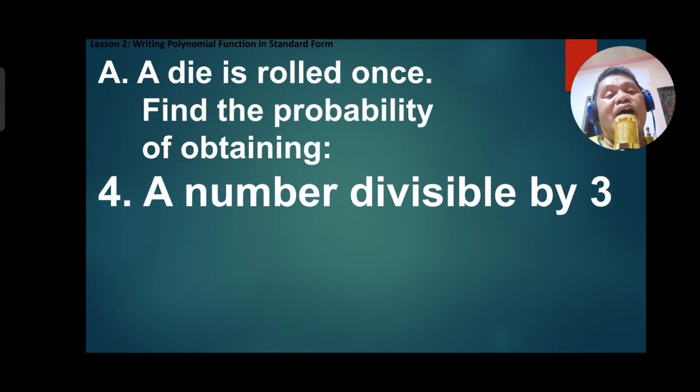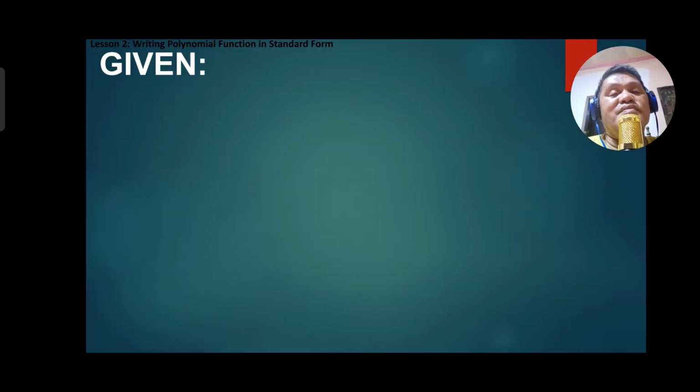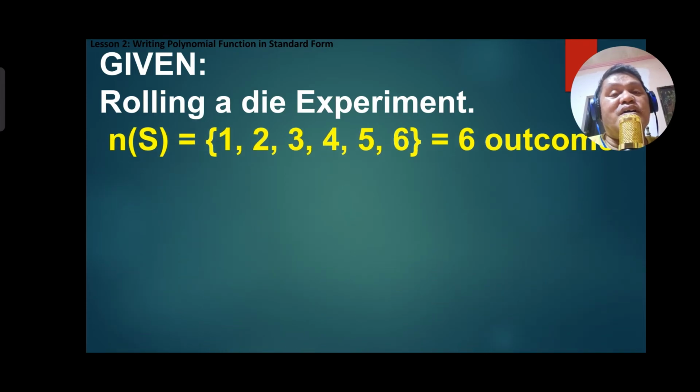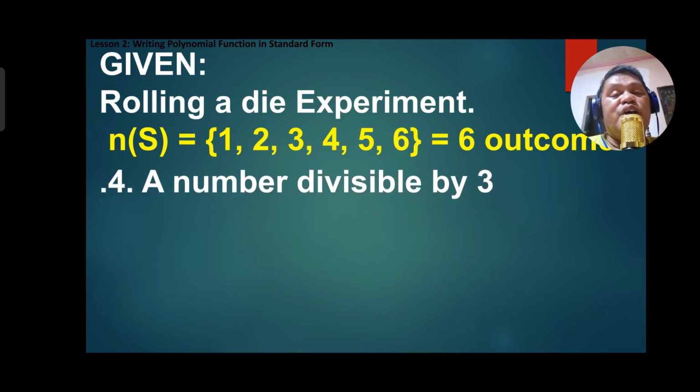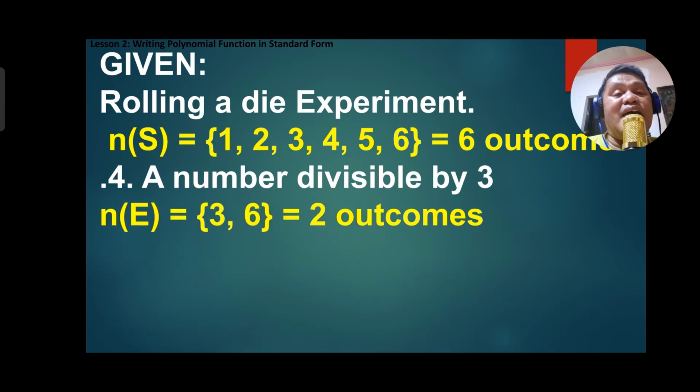Number 4, a number divisible by 3. Again, you are going to use the formula, in the same rolling a die experiment. The number of outcomes in the sample space is 1, 2, 3, 4, 5, 6, that is 6 outcomes. A number divisible by 3: we have only 3 and 6. So we have 2 outcomes in the event.